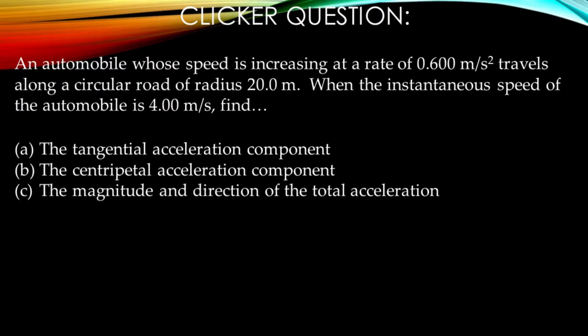All right, so this is an open-ended question. It says clicker question at the top, but it's actually an open-ended question. It says an automobile whose speed is increasing at a rate of 0.6 meters per second squared travels along a circular road of radius 20 meters. What is the instantaneous speed of the automobile when the instantaneous speed of the automobile is 4 meters per second? Find the tangential acceleration component, the centripetal acceleration component, and the magnitude and direction of the total acceleration. Okay, so go ahead and talk about that one.